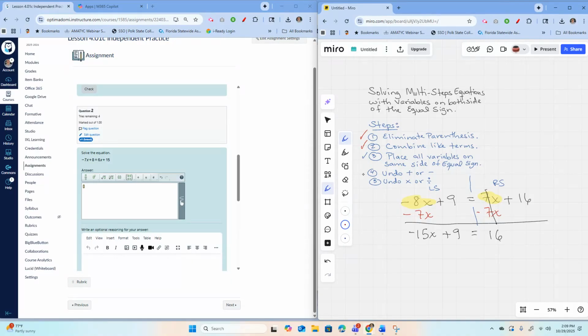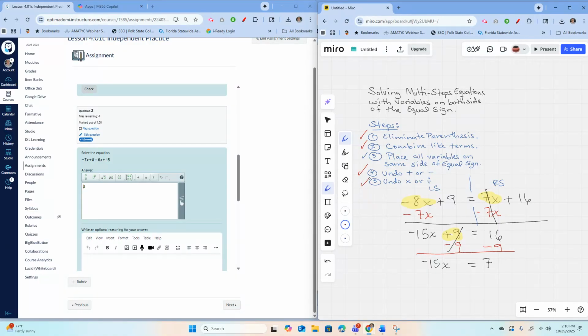Let's go to step number 4. Okay, undo any addition or subtraction. This 9 is adding. The opposite of adding 9 is to subtract 9. Whatever you do on one side, you do it in the other. And again, draw that long line. I like to draw the line. Drop the negative 15x. 9 minus 9 is 0, but we don't write it. Cross it out. Drop the equal. 16 minus 9 is 7. And we did step number 4. Let's go do the next step.